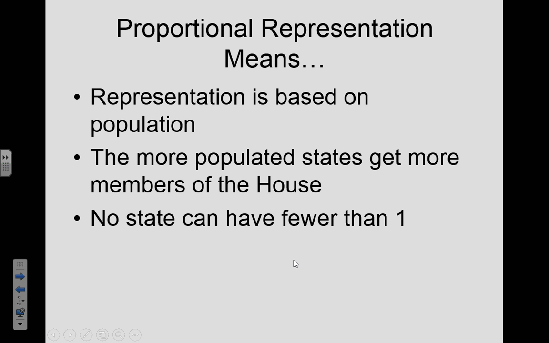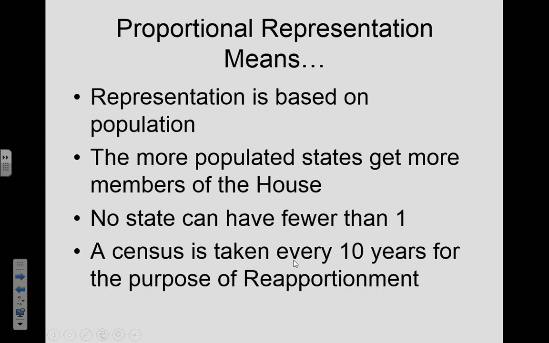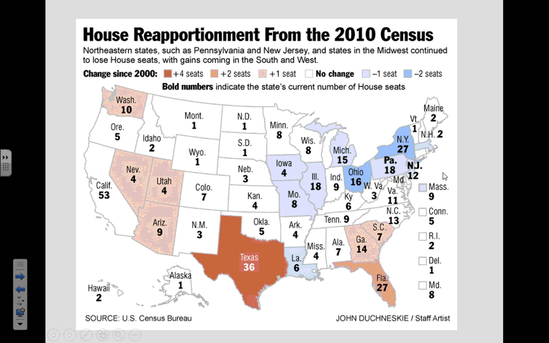Now, because population shifts, sometimes we have some changes, and we have to count the people. So there is a census taken every 10 years, and the purpose of that census is for reapportionment in Congress. Every 10 years there may be a shift in how many members each state gets. For example, after the 2010 census, Texas picked up 4 seats. Arizona picked up 1. Florida picked up 2, and so on. But because the number stays the same at 435, other states must lose members.